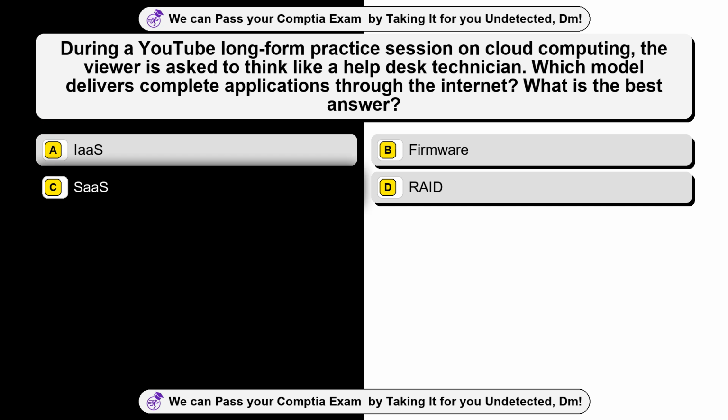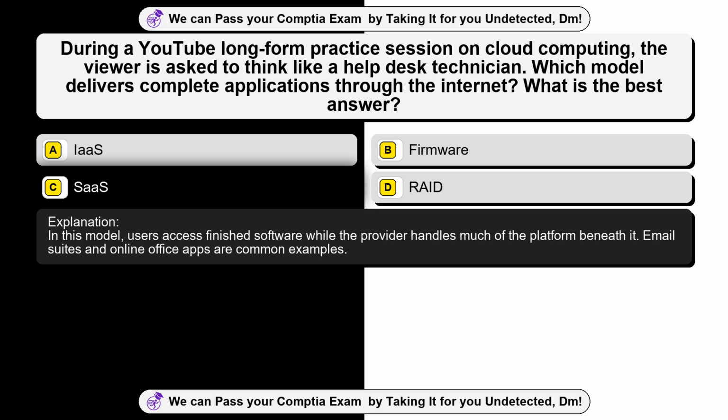The correct answer is option C, SaaS. In this model, users access finished software while the provider handles much of the platform beneath it. Email suites and online office apps are common examples.